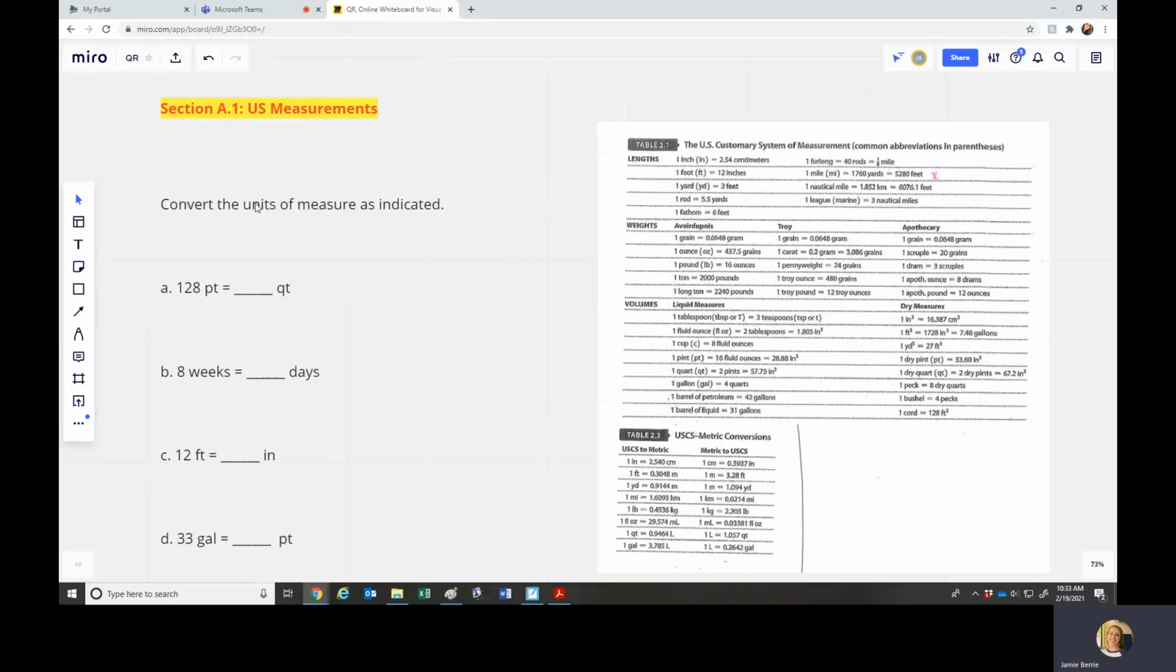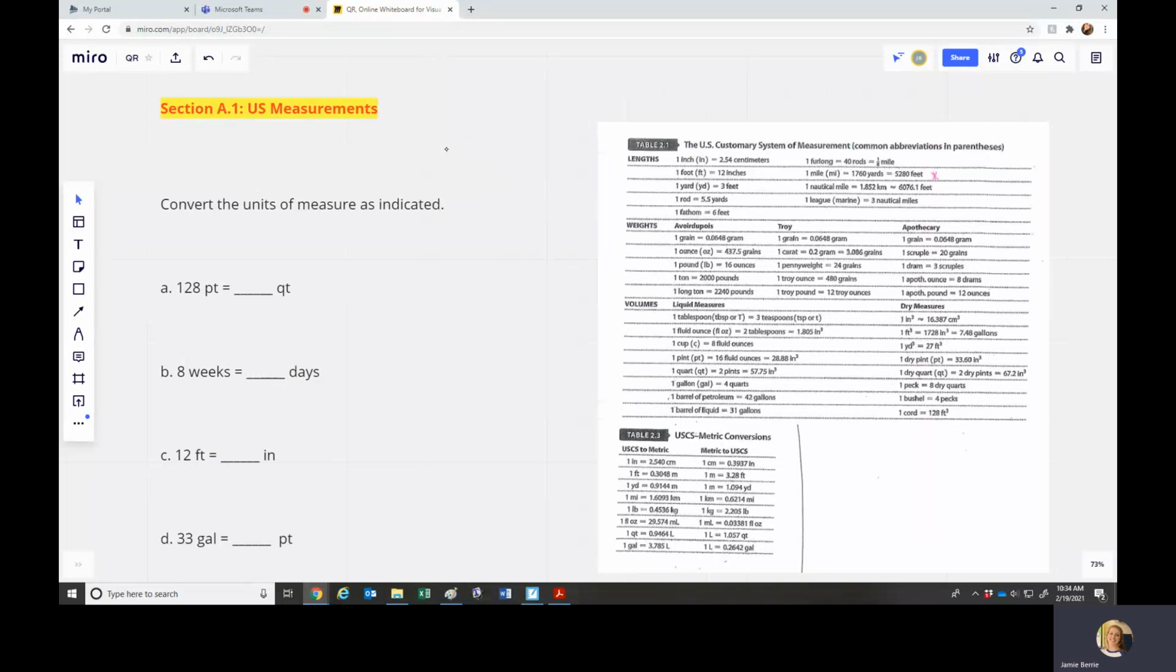All right, so we're going to jump right in and do some conversions. We're going to use a process that's called dimensional analysis. This is not the only way of doing conversions, but I like this method because it works every time, and it helps you to see how you are converting between the units of measure and make sure that you have canceled everything out properly. As we go through this, we'll talk about the abbreviations. It says convert the units of measure as indicated. It says 128 pints is equal to how many quarts?